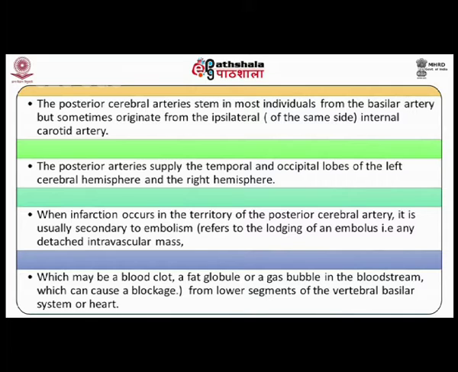When infarction occurs in the territory of the posterior cerebral arteries, it is usually secondary to embolism, which refers to the lodging of an embolus, that is, any detached intravascular mass, which may be a blood clot, a fat globule, or a gas bubble in the bloodstream, which can cause a blockage from lower segments of the vertebrobasilar system or heart.